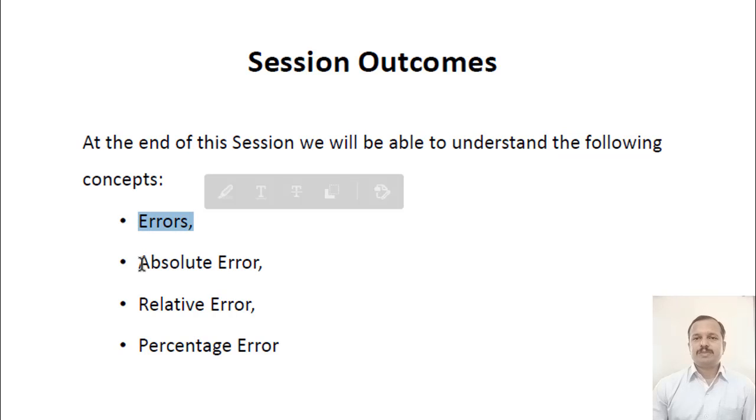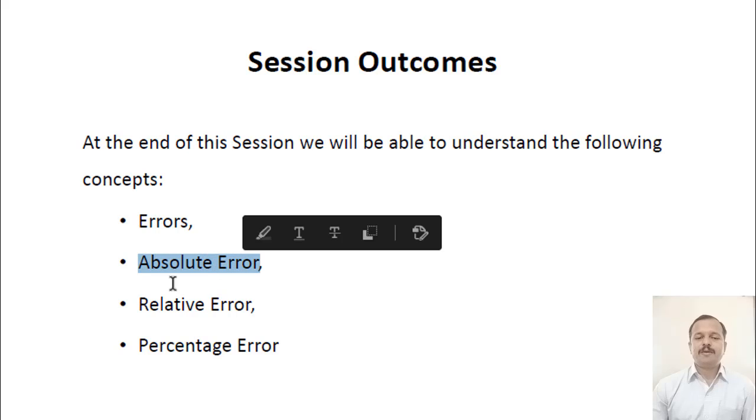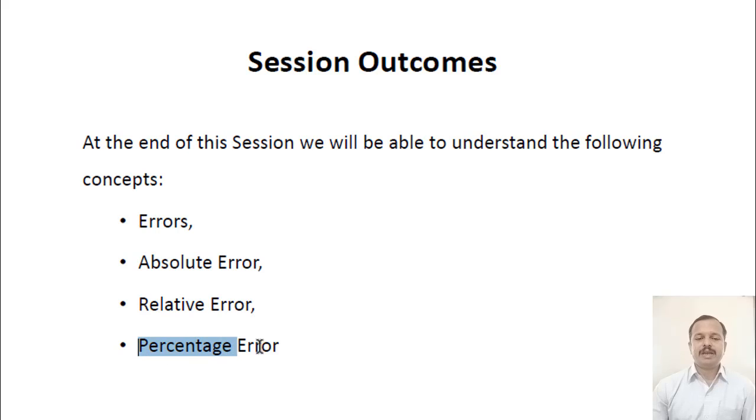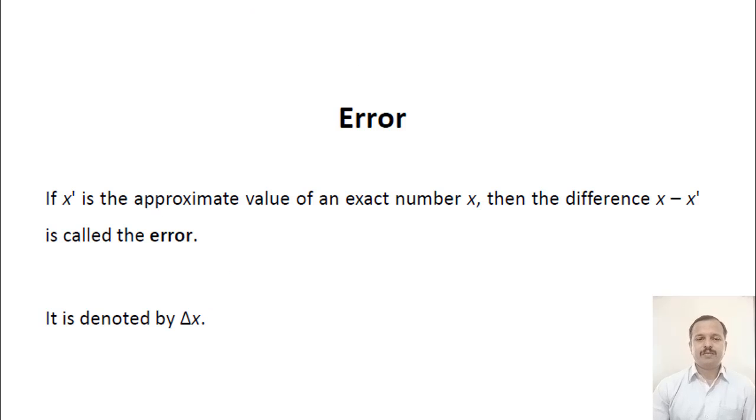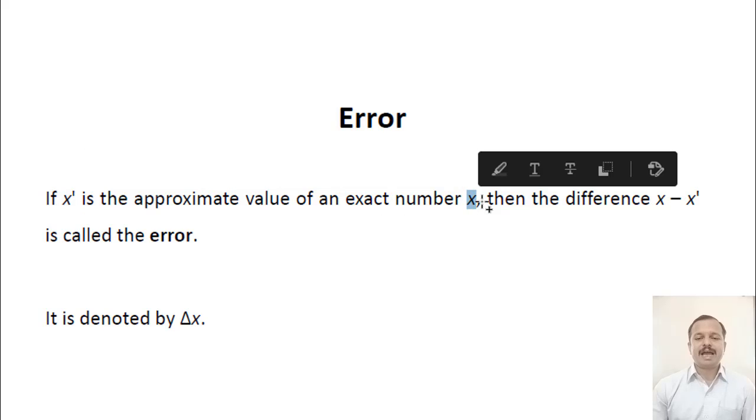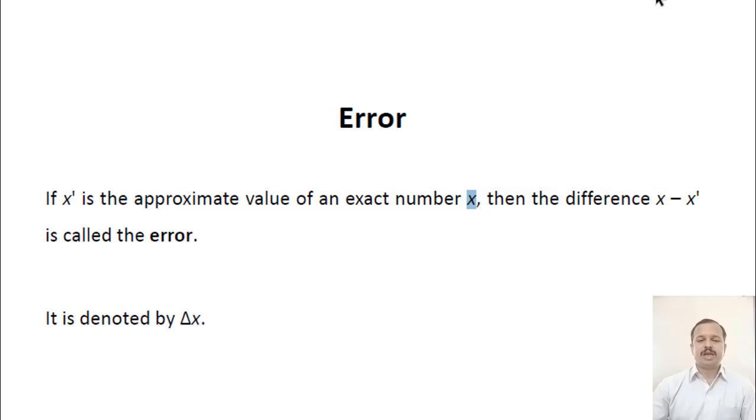Error, we shall discuss what is meant by an error, and we shall see three important types of errors: absolute error, relative error, and the percentage error. So first of all, let us define what is meant by an error. Error is defined in this way: if x dash is the approximate value of an exact number x. So here we have to understand what is meant by an exact number and what is an approximate value of an exact number. So exact number is the given value of a given number. That is, if x is the given number, which is exact value, and x dash is its approximate value.